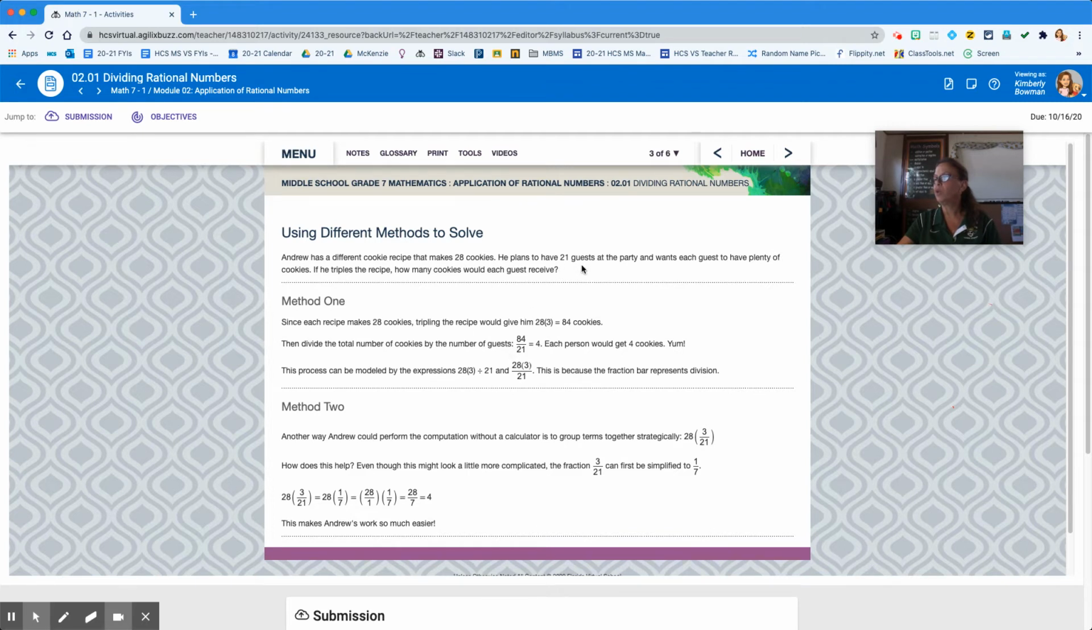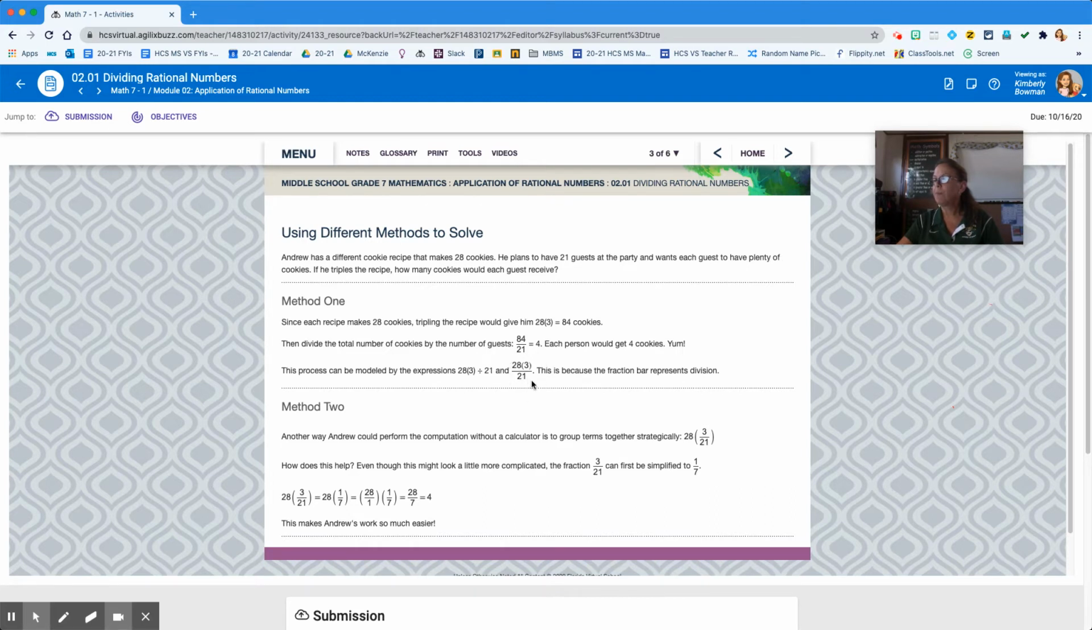and it said he was going to have 21 guests. So if he divides that by 21, he gets 4. So each person could have 4 cookies. This is making me hungry. This process can be modeled by the expression 28 times 3 divided by 21. And then also this means the same exact thing.